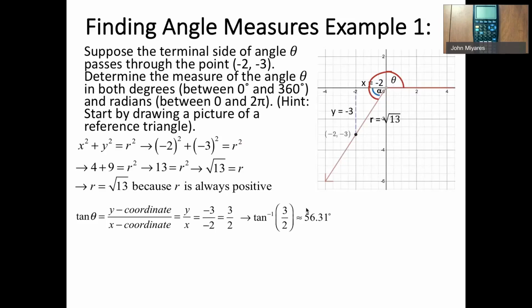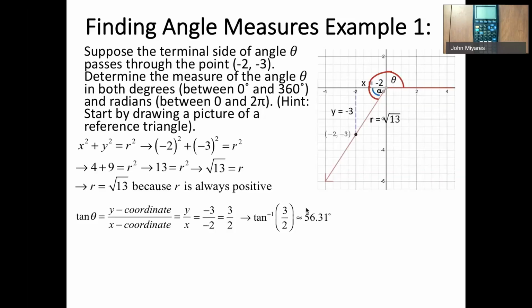Now, this number, 56.31 degrees, is not our final answer. This is only the measure of reference angle alpha that we've marked in blue on this graph that's being measured off of the closest x-axis, which for us happens to be the negative x-axis. We still have to do some work if we want to find the measure of angle theta, which wraps all the way around from the positive x-axis.